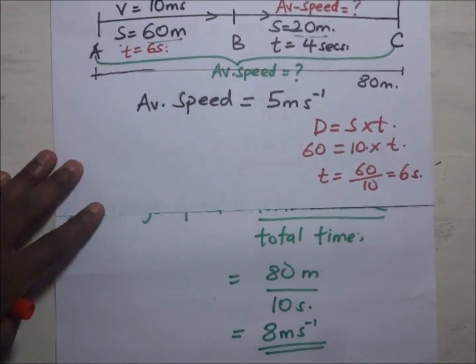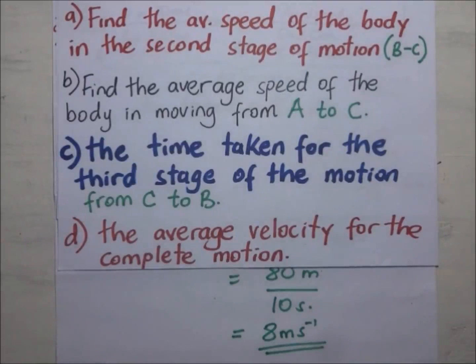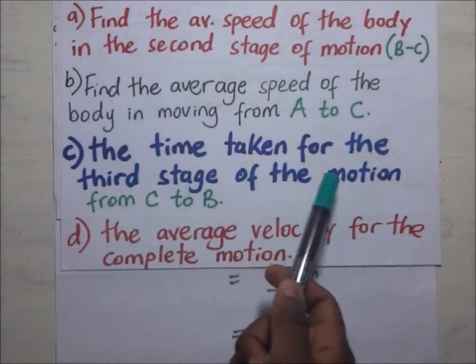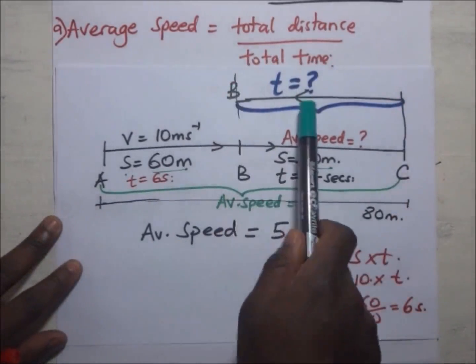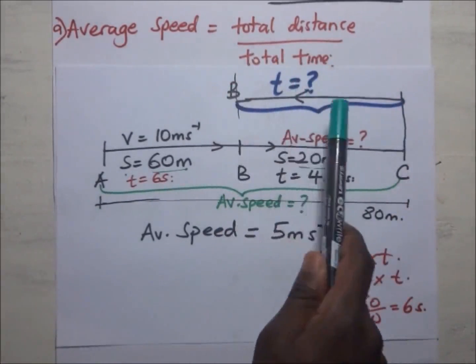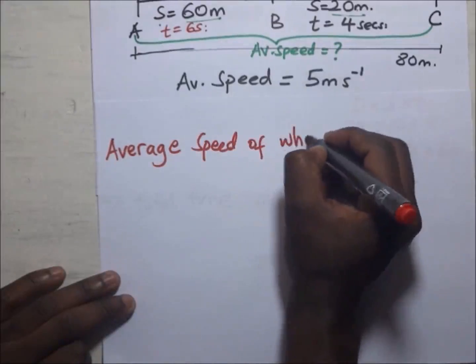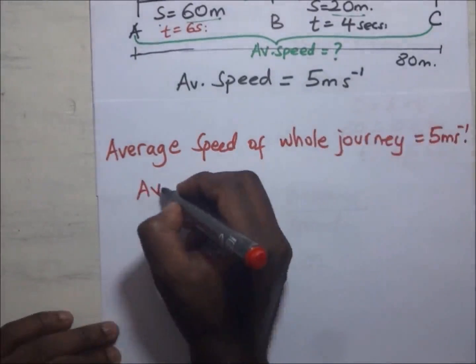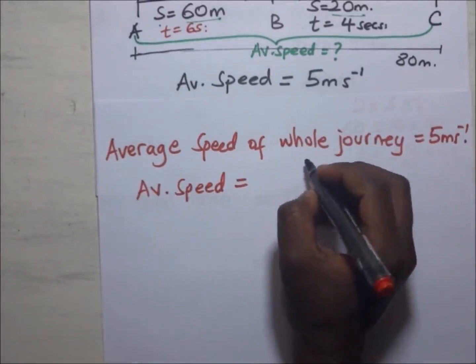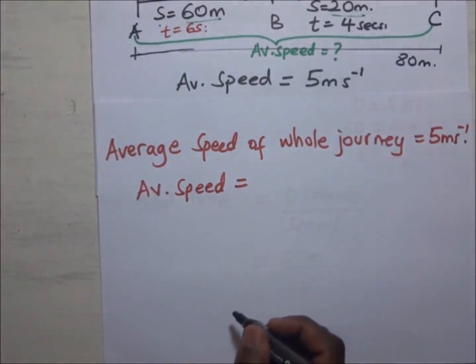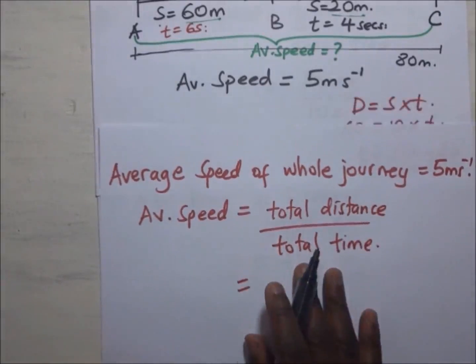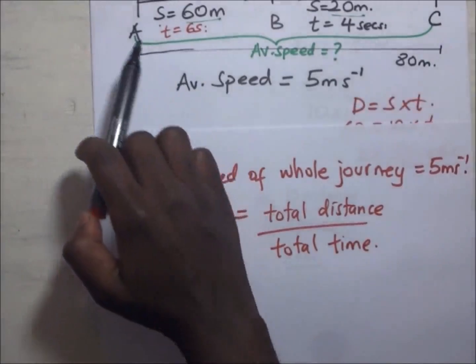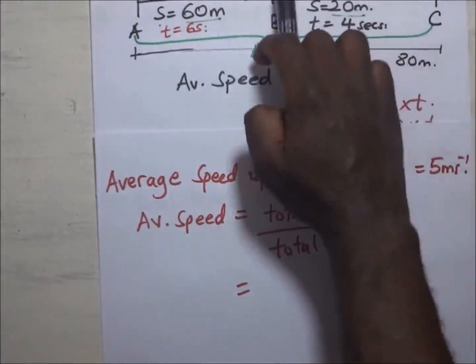So we go ahead and answer part C. Part C required us to find the time taken for the third stage of the motion, that is from C to B. So as you're moving from point C to point B, what is the total time taken? Now we know that average speed is going to give us total distance divided by total time. And now the total distance, as this thing moves from A to B to C, then back to B.